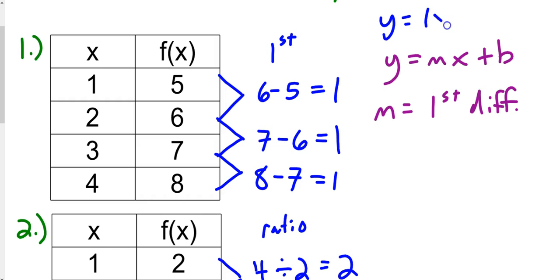So we know in this case our m is 1. Y equals 1x. Your b is whatever happens when x equals 0. So most of your charts will actually have 0 on it, so you'll know your b right away. You just look at what happens when x is 0. But since our chart doesn't have it on there, we need to go back and figure out what is 0. Well, we're going backwards by 1. So what is 5 minus 1? 4.